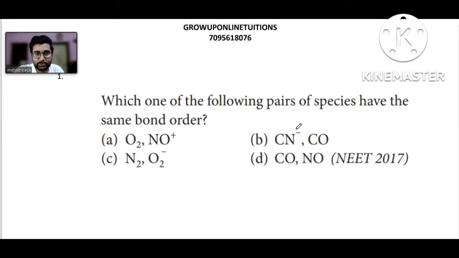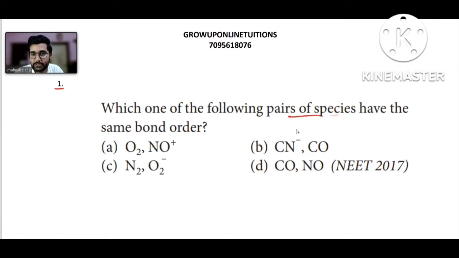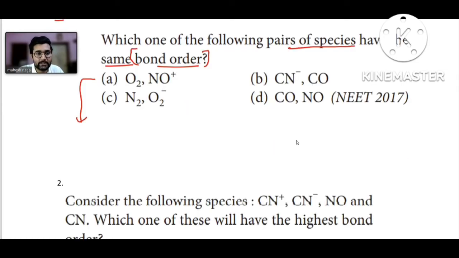Now let us see the first question. Which of the following pairs of species have the same bond order? Here we have to find which pair has the same number of electrons, that means the same bond order. Having the same number of electrons will give rise to the same bond order. Now let us take option 1.